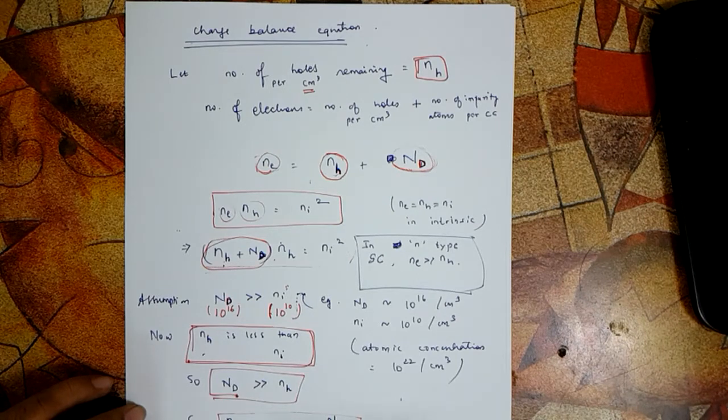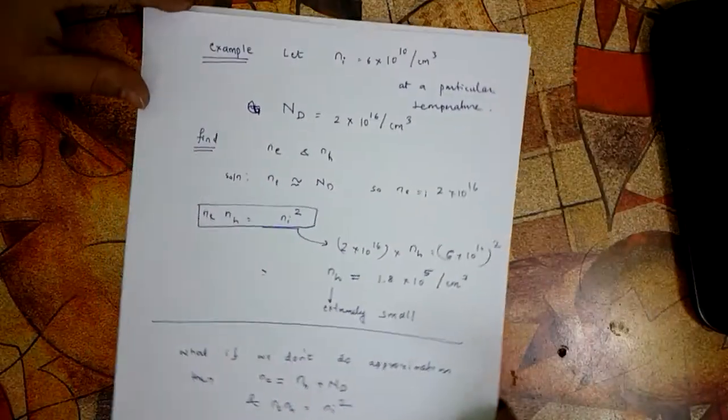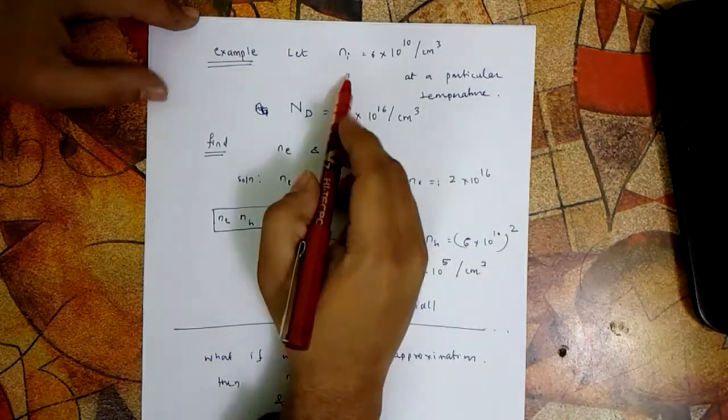Nd into this will become Nd, and this will become Nh is equal to Ni square. So Nh is equal to Ni square by Nd. That will be more clear with some one example here. So let's say this is an example.